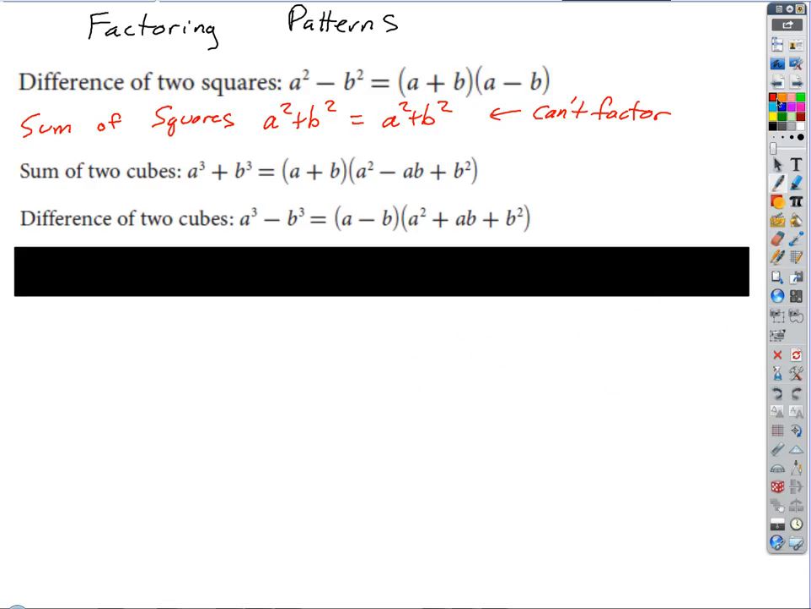Okay, the next one is the simplest, the sum of squares. If the pattern is something squared plus something else squared, call it a squared plus b squared, the answer is it doesn't factor. That's it. That's as far as you can go. Okay, so that one's done. Now these two are a little bit more complex, but I'm going to show you a way that makes them really easy to remember. So let's take these kind of at the same time.